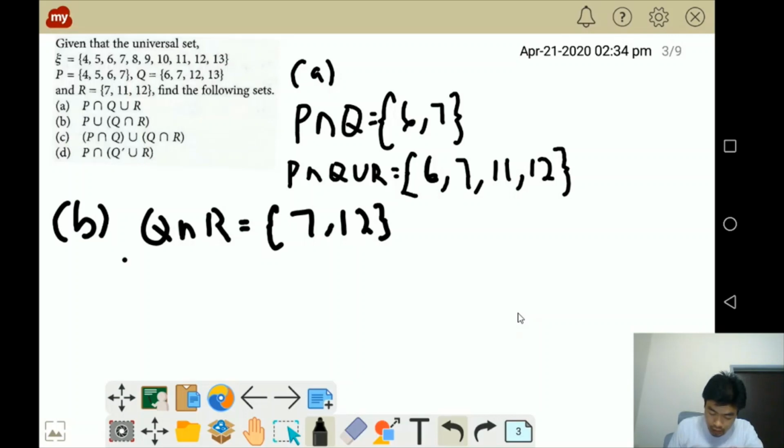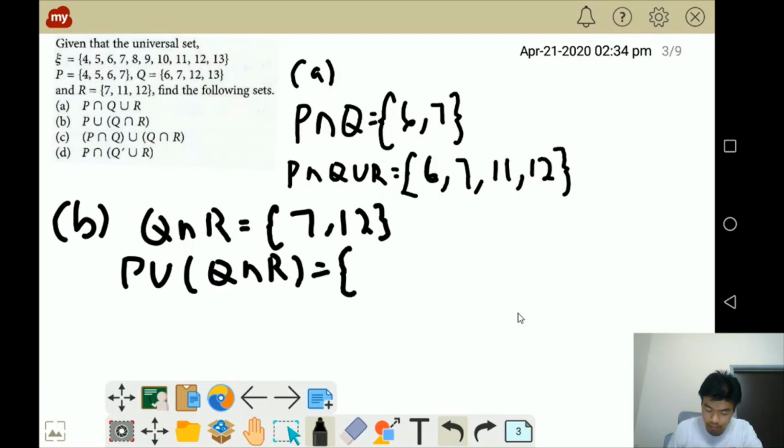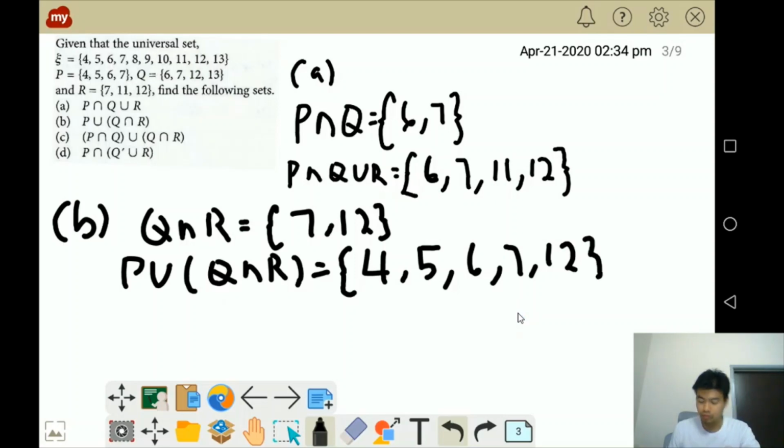Therefore, P union Q intersect R. Because this is a union, you simply add them up, right? What are the elements in P? 4, 5, 6, 7. So 4, 5, 6, 7, and the elements in Q intersect R are 7 and 12. No need to repeat the 7, just add on 12. There you go. This is the answer for B.